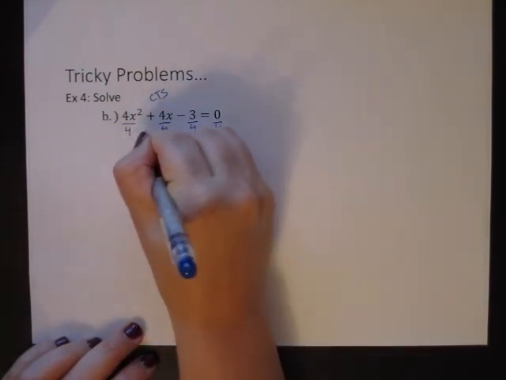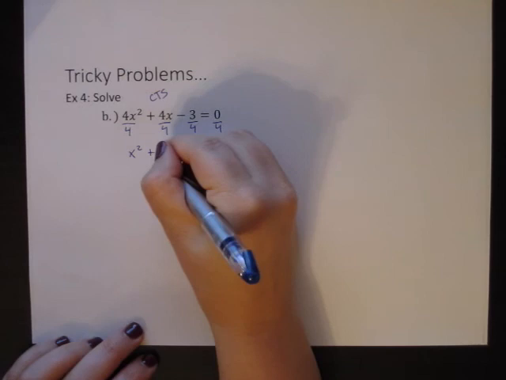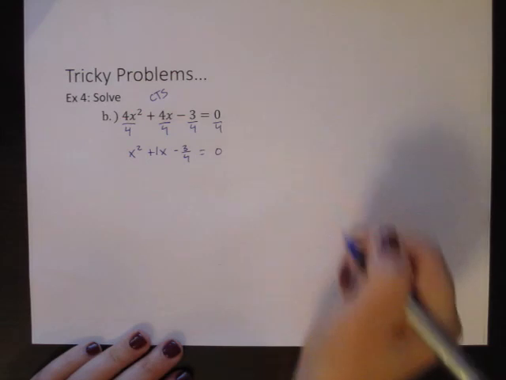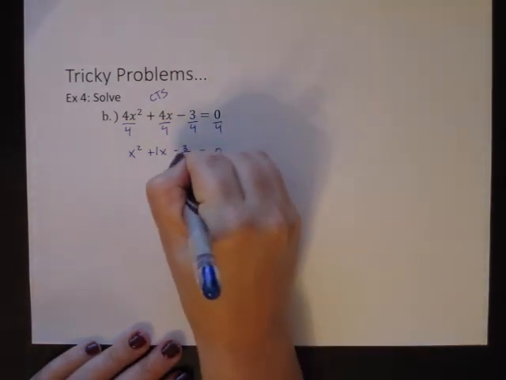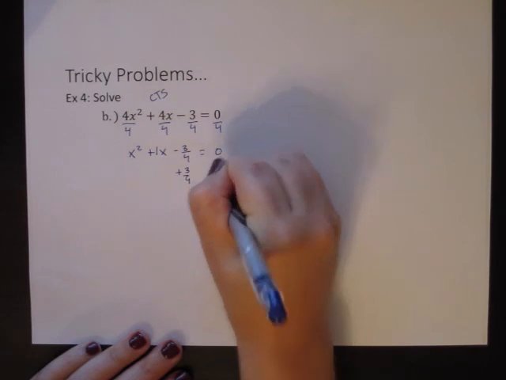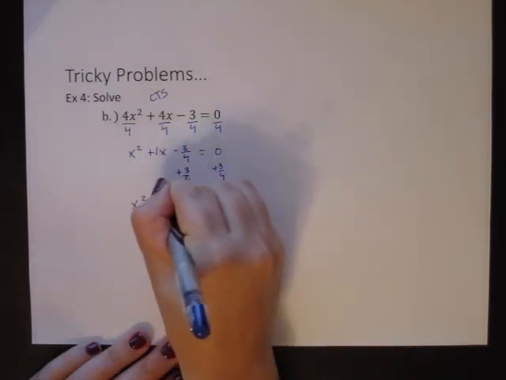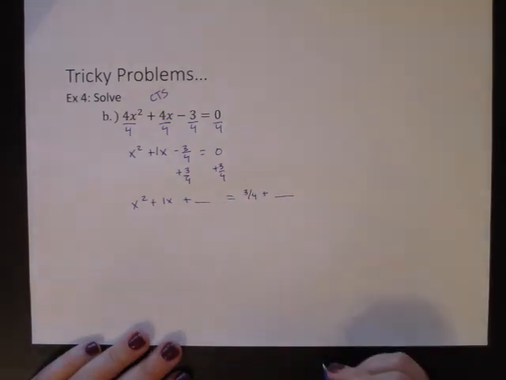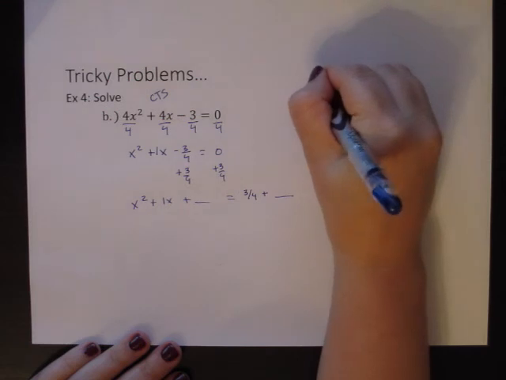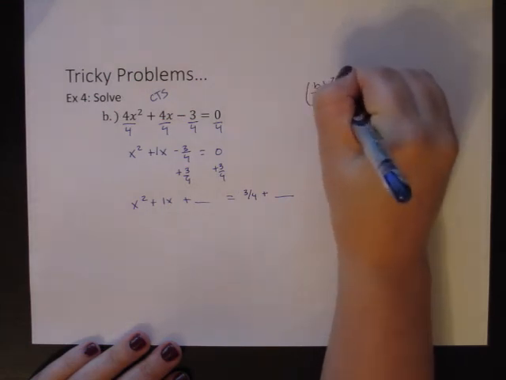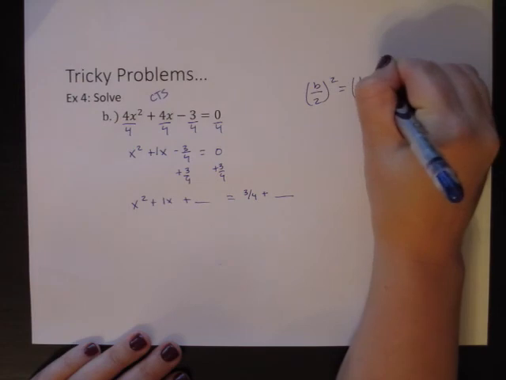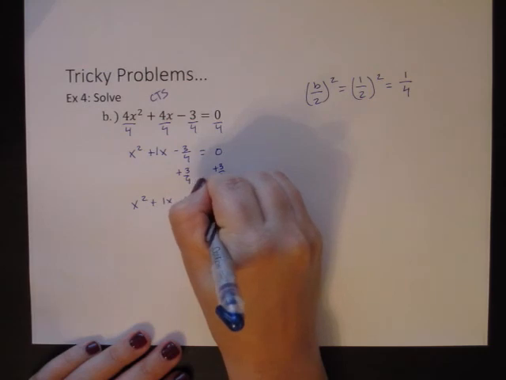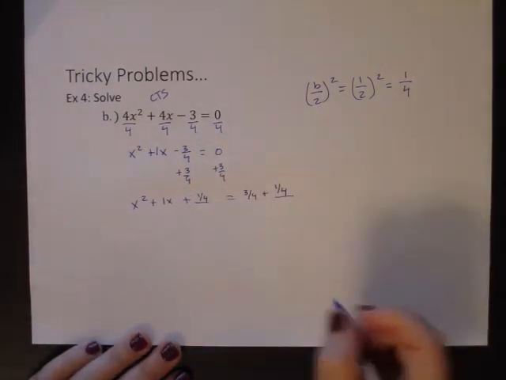So we'll have x squared plus x, because 4 divided by 4, if you want to put a 1 there you can, doesn't really matter, minus 3 over 4 equals 0. I move the constant, so I add 3 over 4 on both sides. So I got x squared plus 1x plus blank equals 3 over 4 plus blank. Alright, then I have to take my b and I have to divide it by 2 parentheses squared. So I take my 1 divided by 2 squared. So that would be 1 over 4. Which cleans up a little nice.